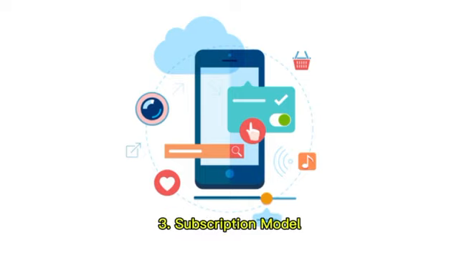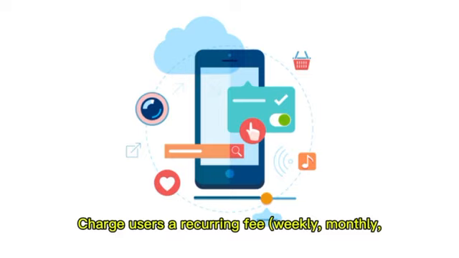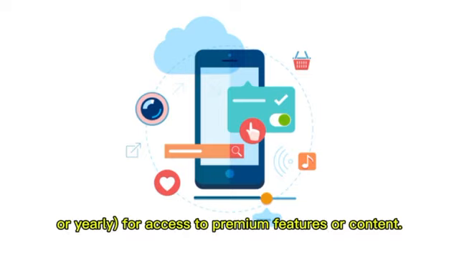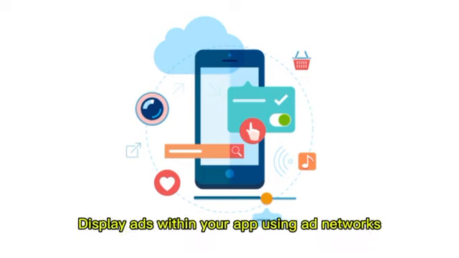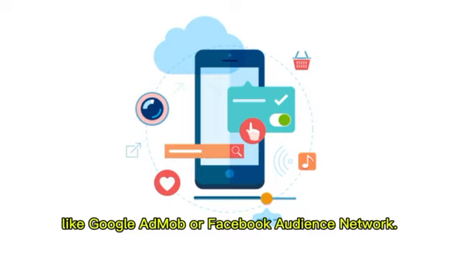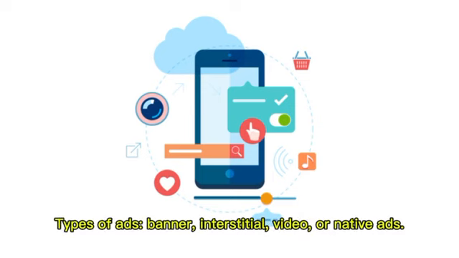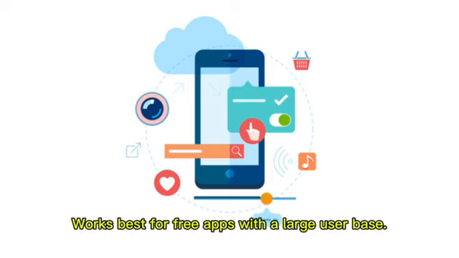3. Subscription model. Charge users a recurring fee weekly, monthly, or yearly for access to premium features or content. Ideal for content-driven apps like news, music, or video streaming. 4. Advertising. Display ads within your app using ad networks, like Google AdMob or Facebook Audience Network. Types of ads: banner, interstitial, video, or native ads. Works best for free apps with a large user base.